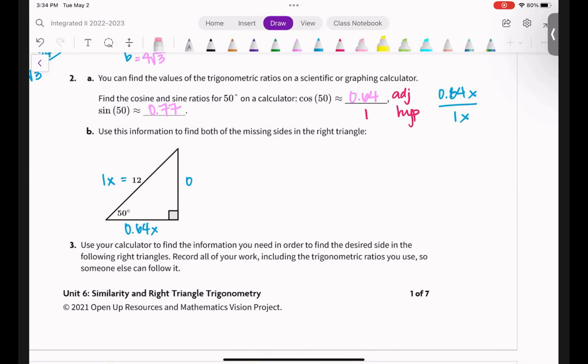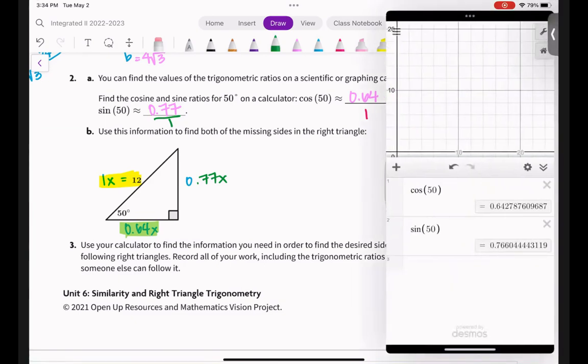So this is the hypotenuse here. This is the hypotenuse. I'm just matching them up. Here's my adjacent side here. And then same thing goes here. I'm just going to put this over 1. So this is going to be 0.77x. And then I'm going to solve the equation, and then I'm going to plug in my x's to each of those, and then that's going to be my answer. So it says x is equal to 12. So now I'm just going to plug in 12 here and write it out.